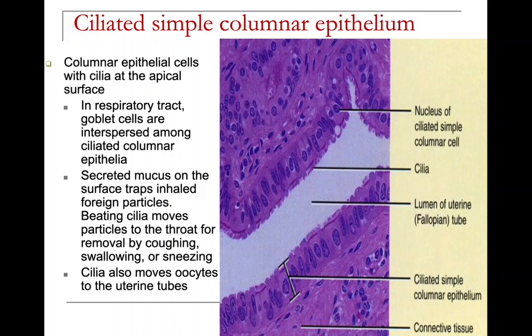So if it gets past the initial filtering of your mouth and nose, this would be a way of capturing the particles before they get down into the lungs. The beating cilia are going to help move the particles back up to the throat so that you can remove them by either coughing, swallowing, or sneezing. So in the uterine tubes, those oocytes will be moved by the cilia.